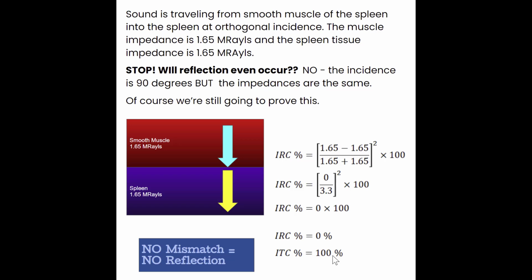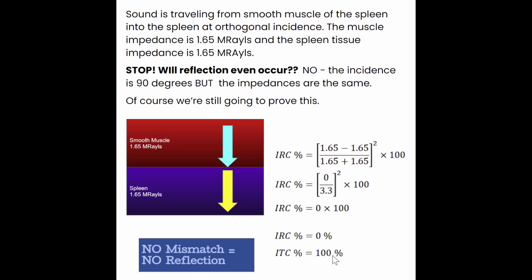Those 3 rules are going to match up then with our biggest takeaways. We are not going to be able to create or lose energy, so our intensities are going to balance out. Our reflected intensity plus our transmitted intensity is going to equal our incidence intensity, or IRC plus ITC is going to equal 100%. We cannot have reflection unless the impedances of the 2 media are different. When we have small mismatches, we're going to have small reflections, which means a lot of energy continues through. When we have big mismatches, we are going to have big reflections, meaning much less energy will travel forward.